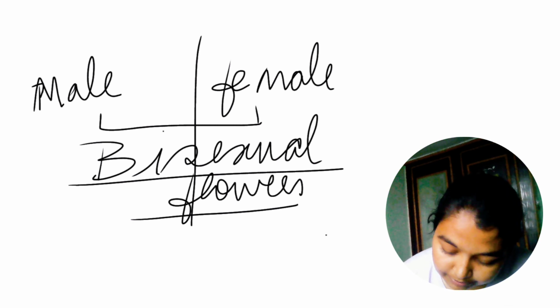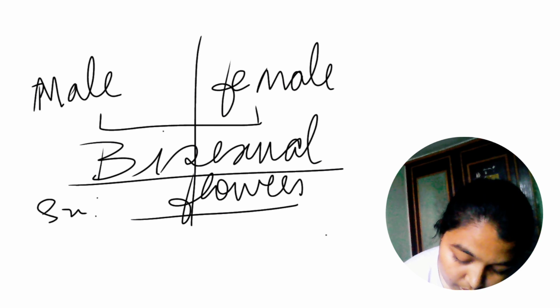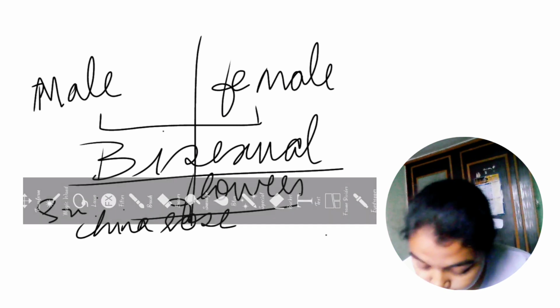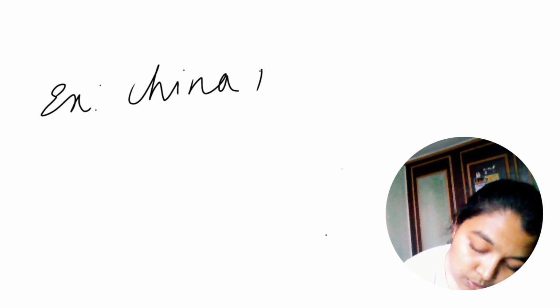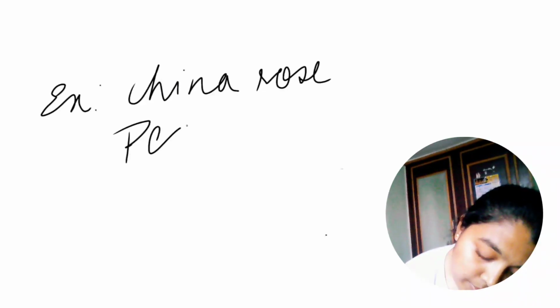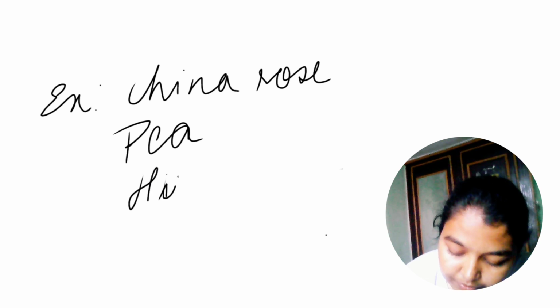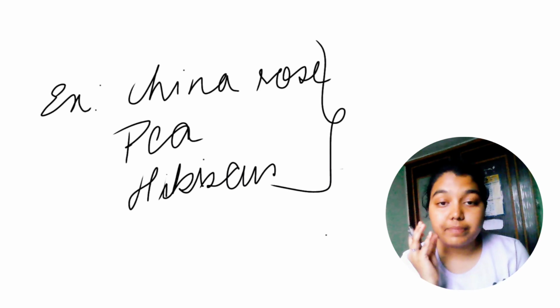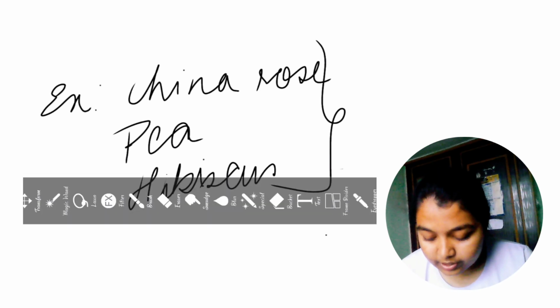Other examples are China rose, pea, and hibiscus. These are the basic examples of bisexual flowers. We have discussed that the combination of male and female reproductive organs is known as bisexual.